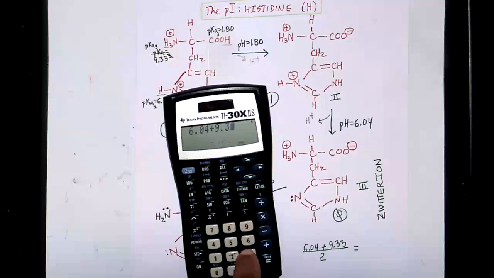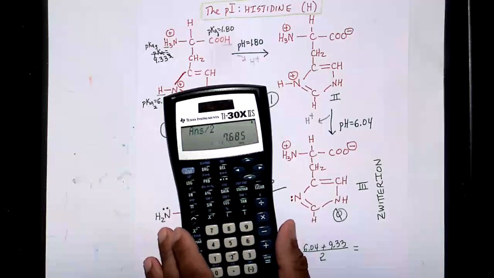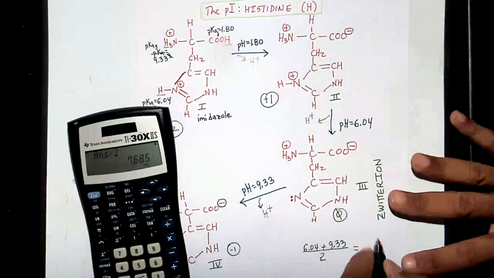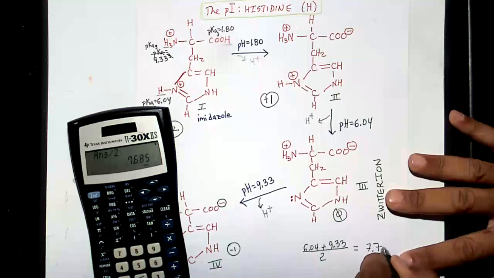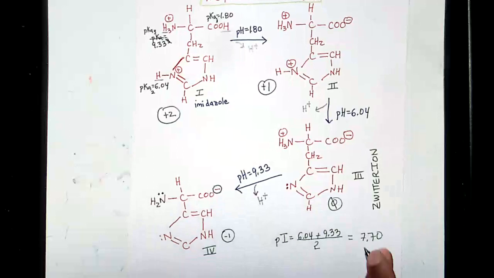6.04 plus 9.33, we'll divide that by 2. That's 7.68. We'll call it 7.7. So this is the PI. So at pH 7.7, histidine has the Zwitter ion most dominating.